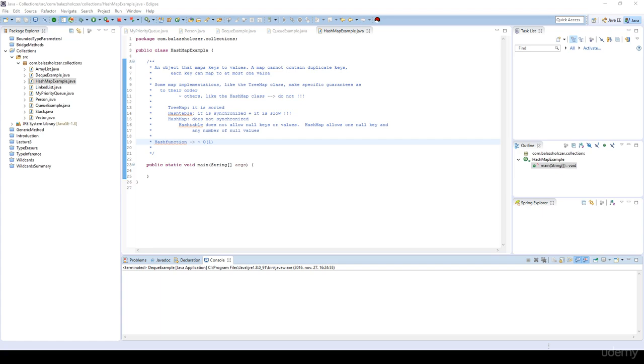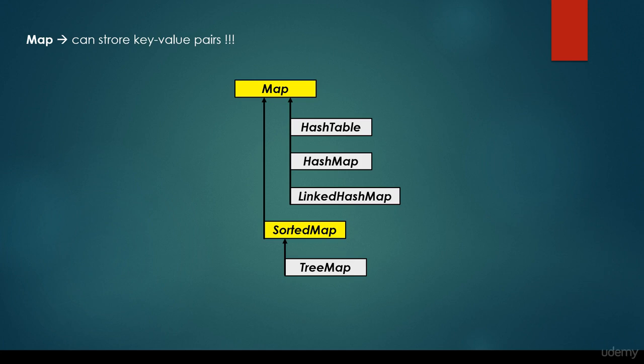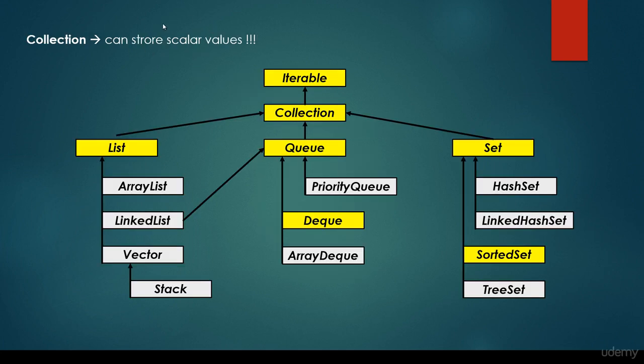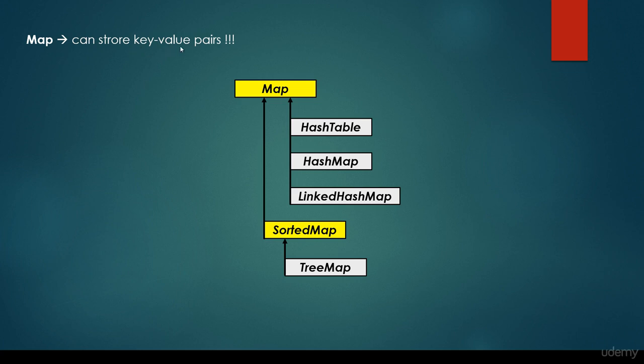Hi, in this video we are going to talk about hash maps. We have been talking in the theoretical section about how a map can store key value pairs. So instead of storing scalar values, as we have seen for collections such as lists, queues and sets, we can store key value pairs such as contacts on a smartphone and so on.